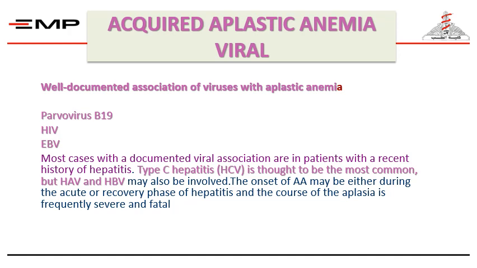For acquired aplastic anemia, there is a well-documented association of viruses with aplastic anemia, including parvovirus B19, HIV, Epstein-Barr, hepatitis C, and even hepatitis A and hepatitis B virus have been involved. The onset of aplastic anemia may be during the acute or the recovery phase, and the course of aplasia is frequently severe and fatal.